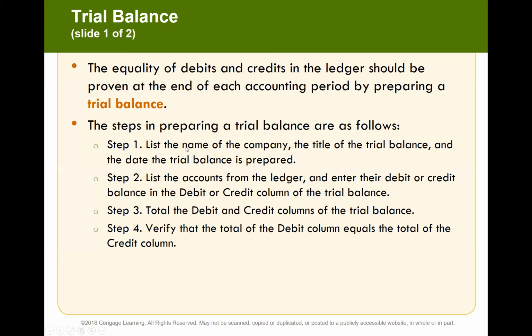So the first step that you're going to do is list the name of the company at the top. Then you're going to list all the accounts from the ledger. And again, these are from your charts of accounts, meaning accounts that you've used. Then you're going to enter their debit or credit balance in the debit or credit column of the trial balance. Then you total the debit and credit columns and verify that the total debit column equals the total credit column.